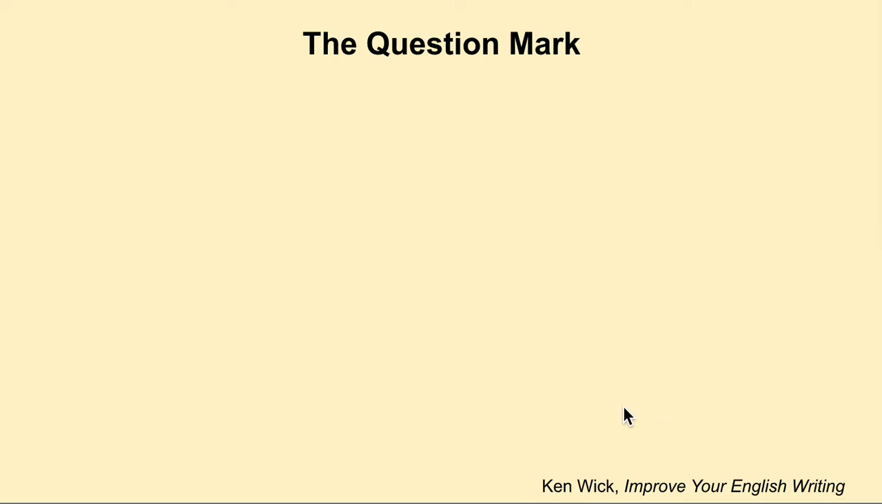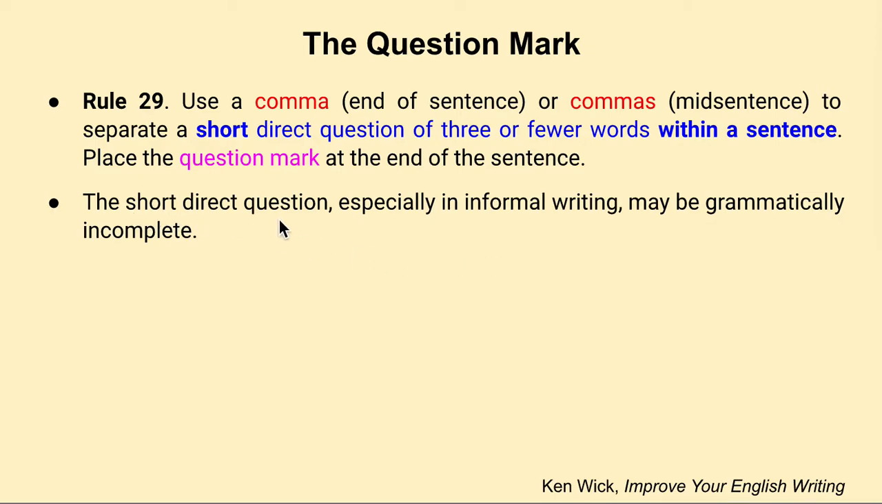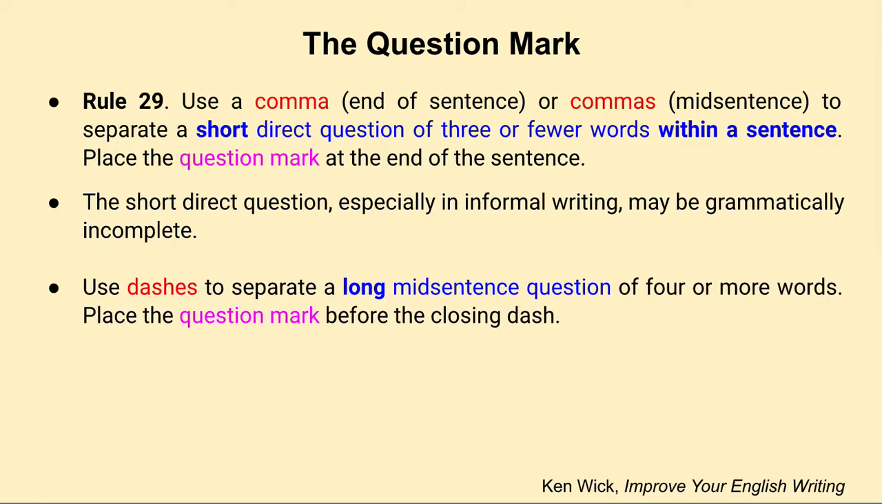Let's move on to rule number 29, which is use a comma at the end of a sentence, or commas mid-sentence, to separate a short direct question. And what I mean by short is 3 or fewer words within a sentence. So it needs to be a short, direct question within a sentence. Place the question mark at the end of the sentence. So the short, direct question, especially in informal writing, may be grammatically incomplete. And then for some other situations, what do you do?